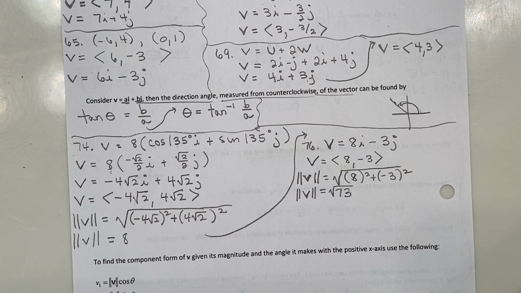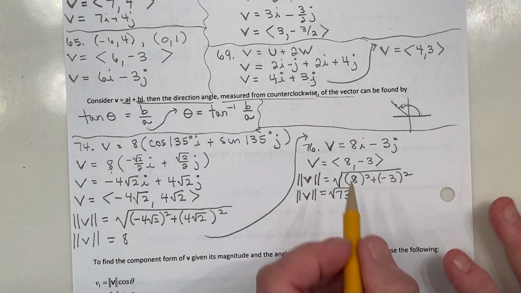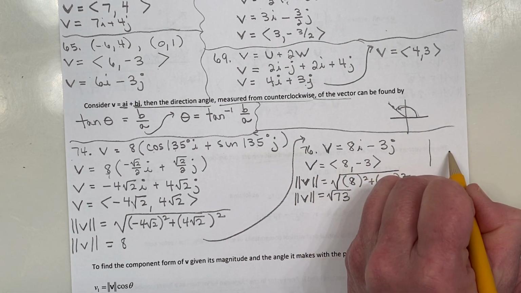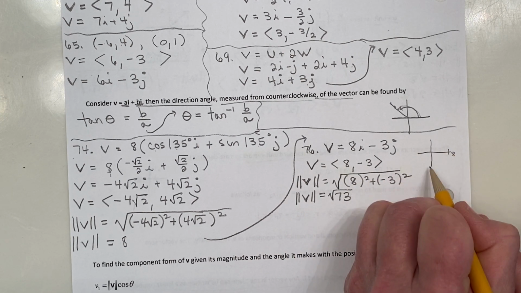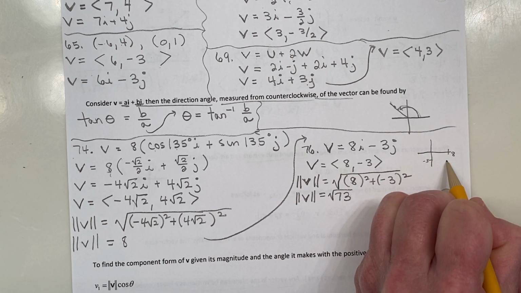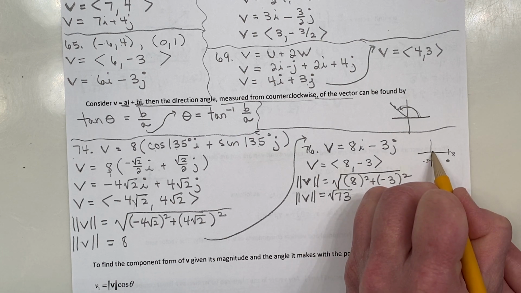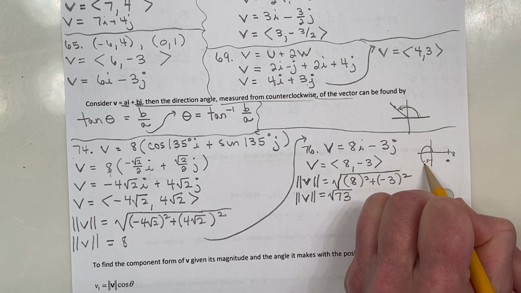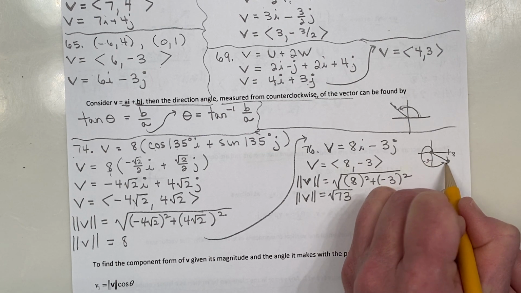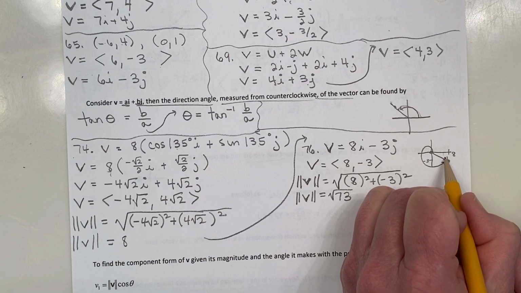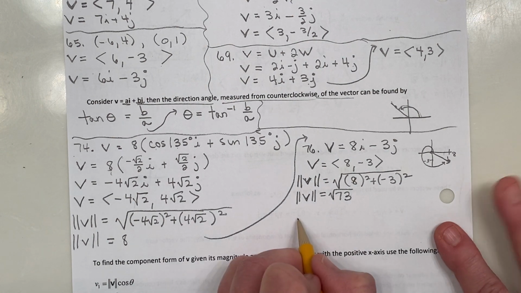Now let's find the direction angle. To find the direction angle, remember component form is 8, -3. So I'm probably over here at 8, down here at -3. But remember, we want it measured counterclockwise. I want this angle measure to this vector. So that's going to be more than 270, close to 360.